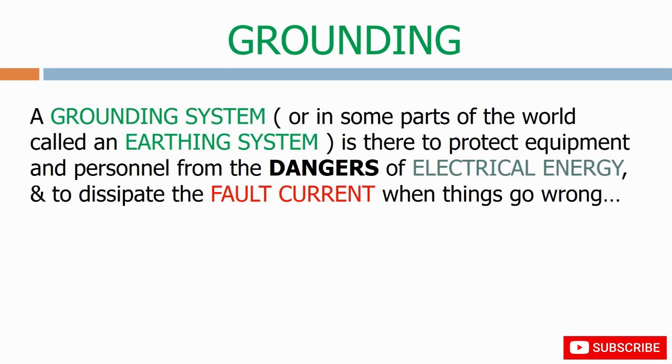A grounding system, or in some parts of the world called an earthing system, is there to protect equipment and personnel from the dangers of electrical energy, and to dissipate the fault current when things go wrong.